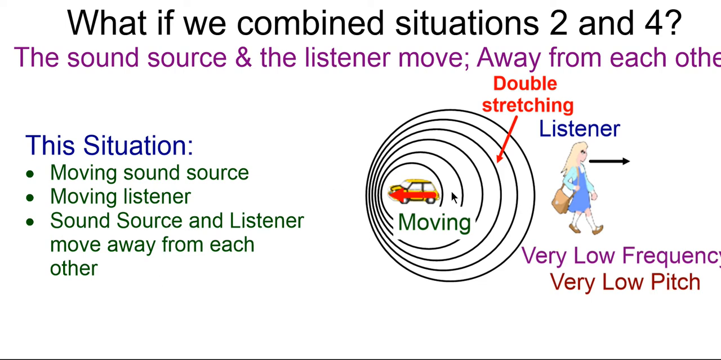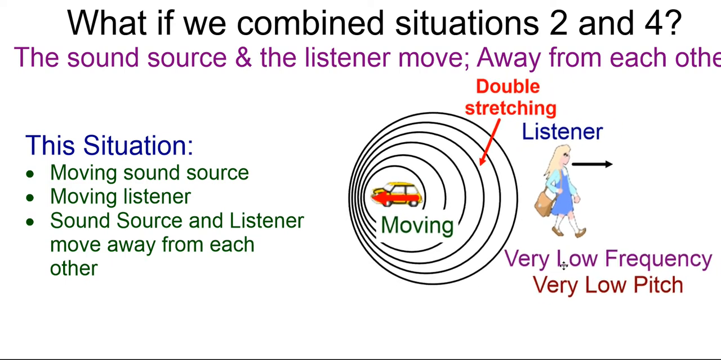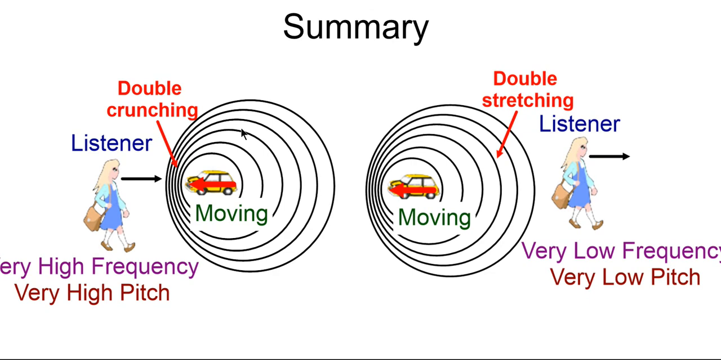Car's going that way, causing spreading out here, right? And she's moving that way, causing even more spreading out. So you get a double stretching here, which means you get very low frequency and very low pitch. All right? So what we have here then, to summarize, we have 2 situations put together.